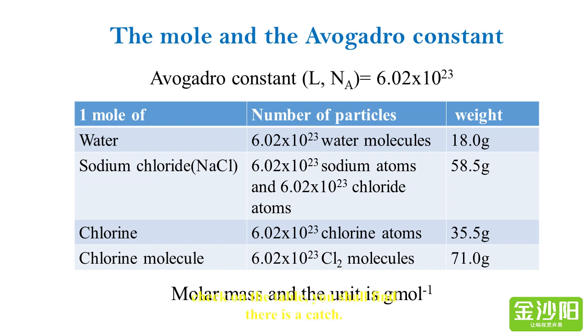Check on the table, you shall find there is a catch, that 1 mole of chlorine atoms is just half the weight of 1 mole of chlorine molecules. This is because when we refer to 1 mole of certain elements, we usually refer to 1 mole of atoms of such element. So be careful with the words you are going to use.